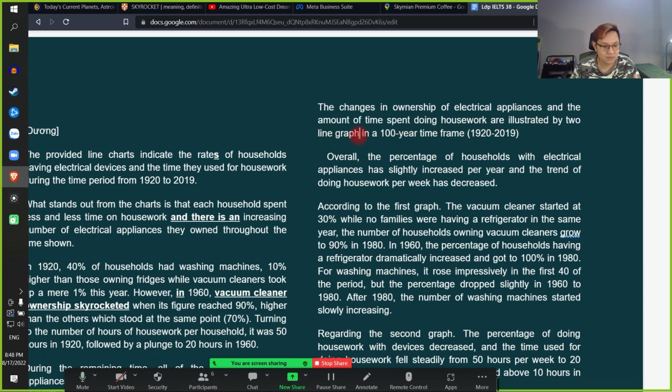Illustrated by 2 line graphs. Số nhiều. Plural. In a 100-year time frame. Very good. Dấu chấm đầu. Punctuation is important. Remember, dấu chấm phẩy của câu cú pháp á, nó quan trọng nha. Overall, the percentage of household electrical appliances had slightly increased per year. And the trend of doing housework per week has decreased.